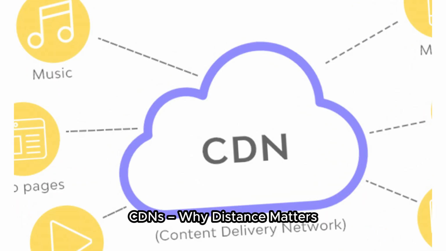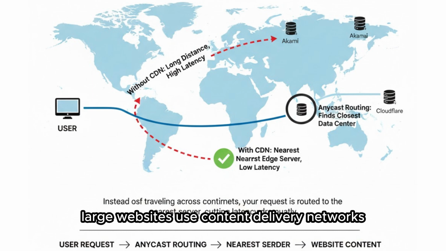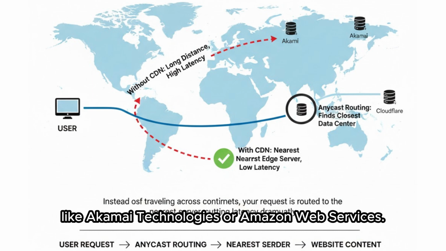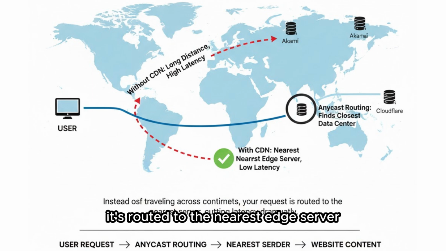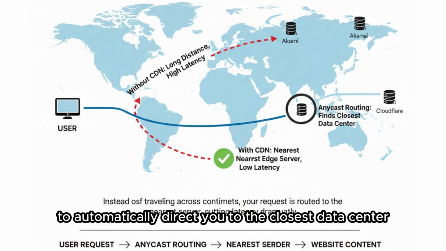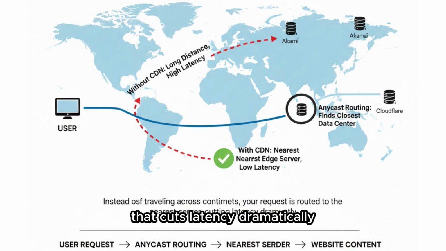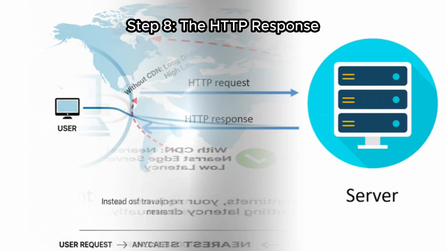CDNs, why distance matters. Large websites use content delivery networks like Akamai Technologies or Amazon Web Services. Instead of your request traveling across continents, it's routed to the nearest edge server. CDNs use anycast routing to automatically direct you to the closest data center. That cuts latency dramatically.